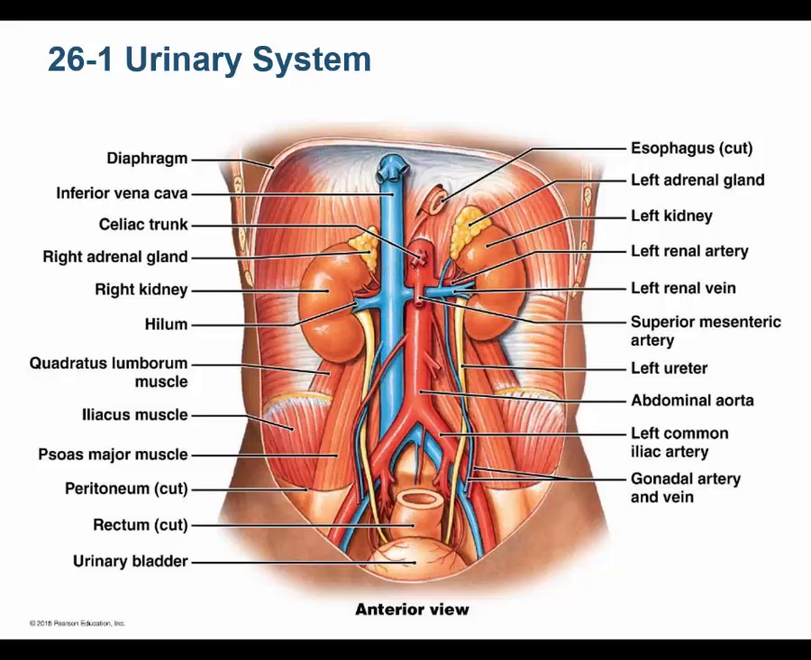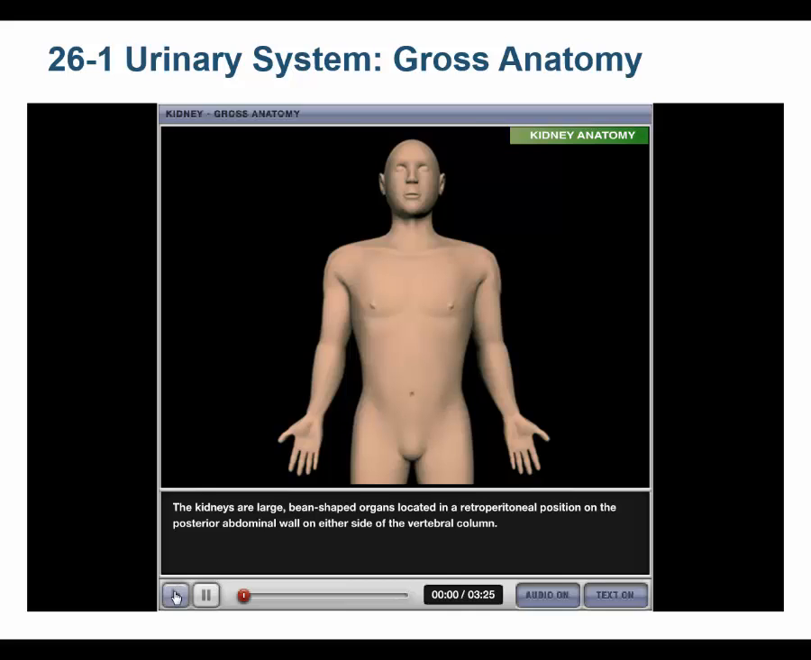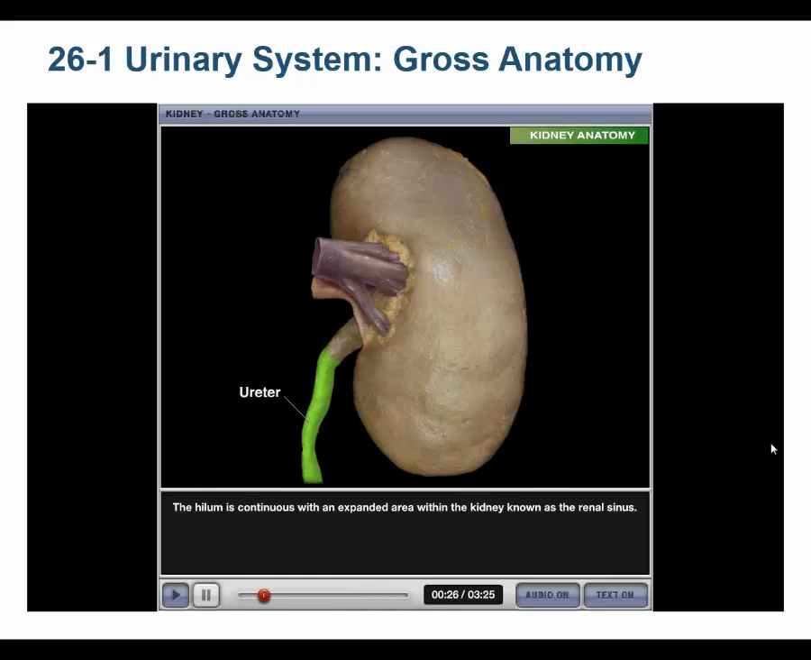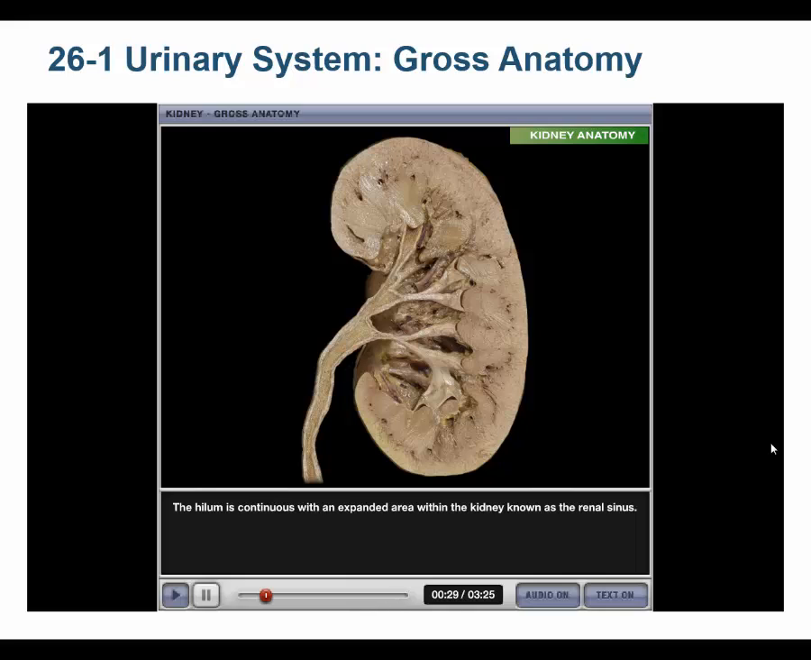More anatomy. I'm not going to go through all this. You did a lot of this in the lab. The kidneys are large bean-shaped organs located in a retroperitoneal position on the posterior abdominal wall on either side of the vertebral column. The hilum is located along the concave medial border where blood vessels and nerves enter and exit the kidney. It also serves as the point of exit for the renal pelvis, which transports urine to the ureter. The hilum is continuous with an expanded area within the kidney known as the renal sinus.